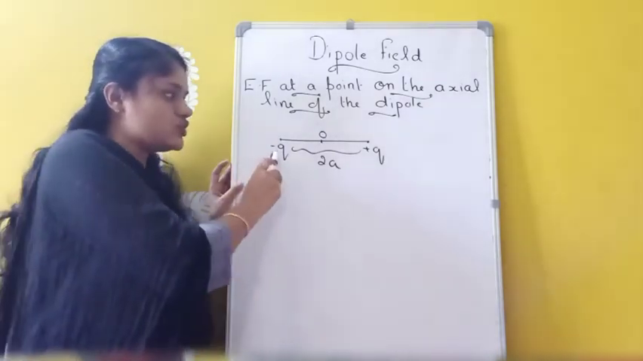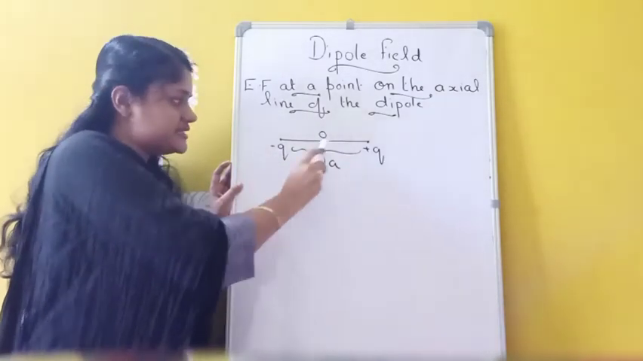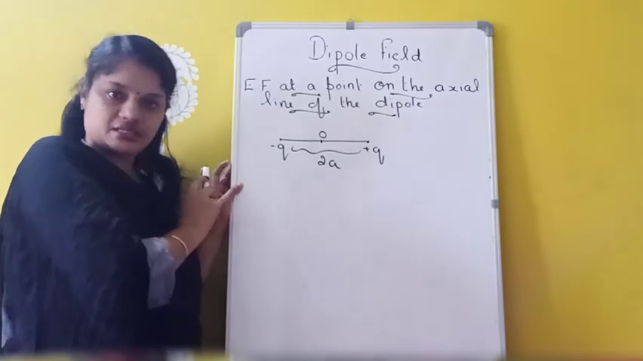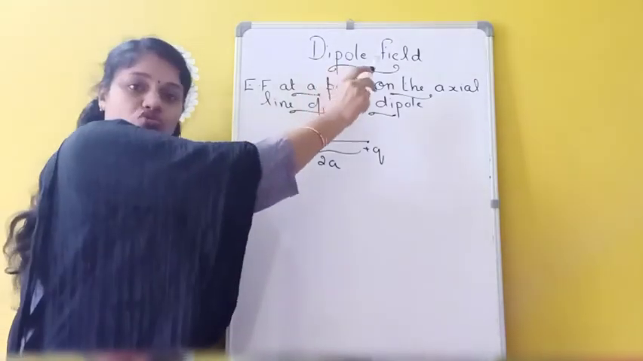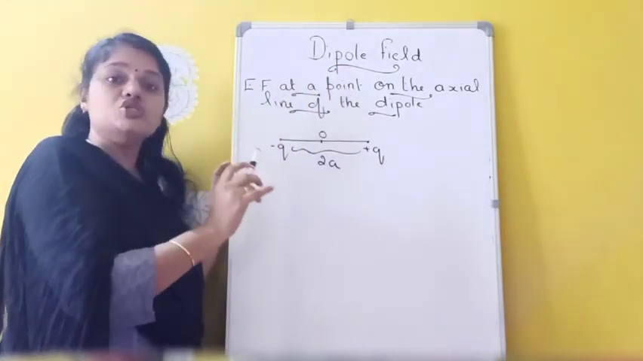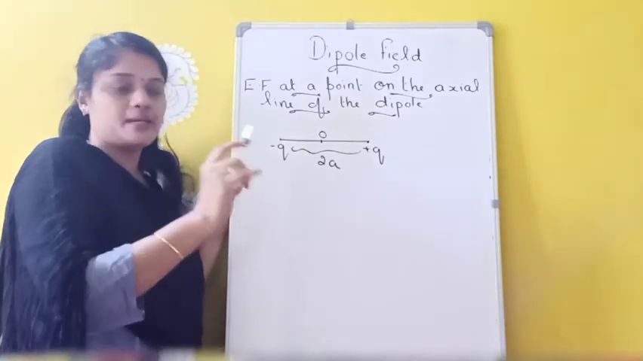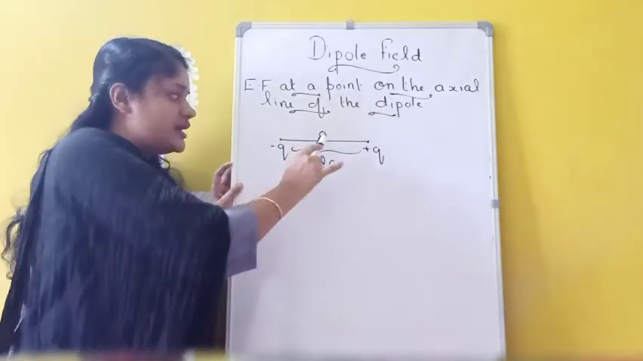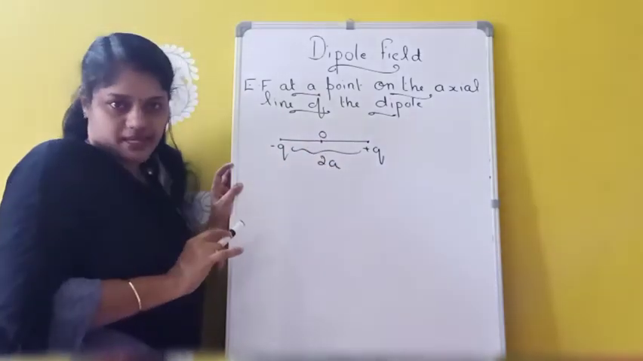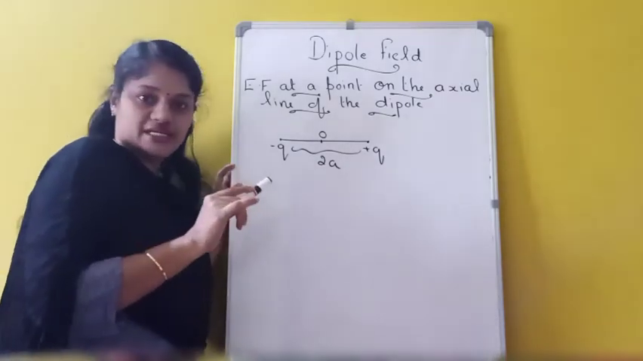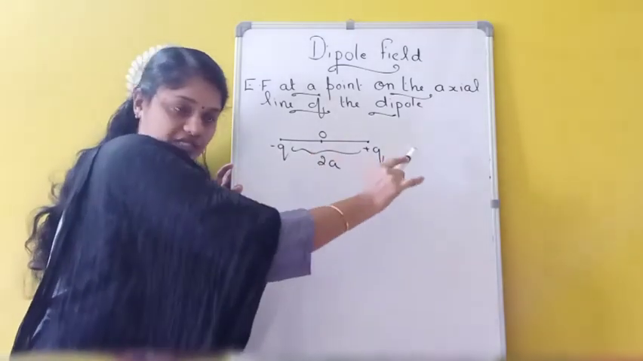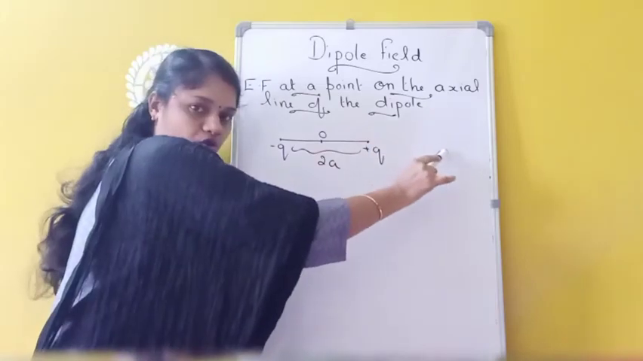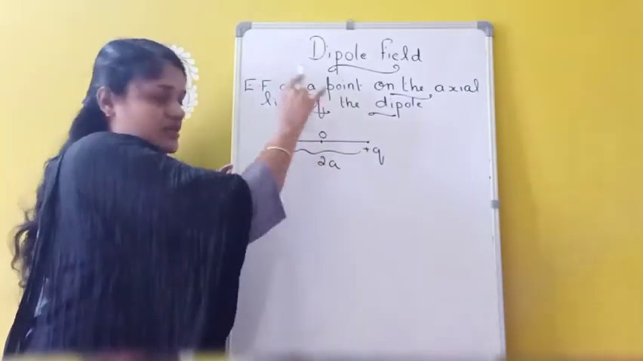So two equal and opposite charges separated by a short distance is called a dipole, and the dipole field means the electric field due to a dipole. So the electric field due to a dipole is called the dipole field, and this O is the center of the dipole. Today we are going to study the electric field at a point on the axial line of the dipole as well as on the equatorial line of the dipole.